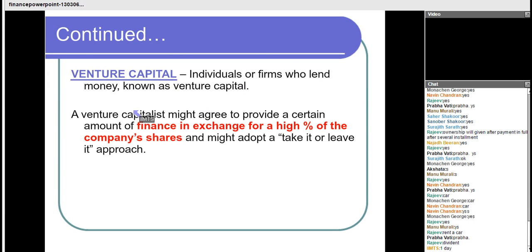The next is venture capital. This is individuals or firms who lend money. It is known as venture capital. Means one business may lend money to another business who is in need. So that is an example of venture capital. Okay.